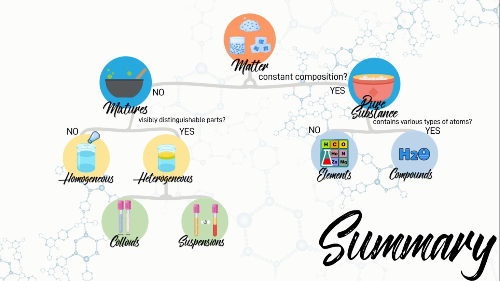If matter does not have a constant composition, then it is a mixture. If there are no visibly distinguishable parts, then it is a homogeneous mixture, or simply a solution. If there are visibly distinguishable parts, then it is a heterogeneous mixture. Now, it will depend on the particle size if it is a colloid or suspension. Or simply, you can just wait and let the particles settle to the bottom if it is a suspension. If it did not settle, then it is a colloid.